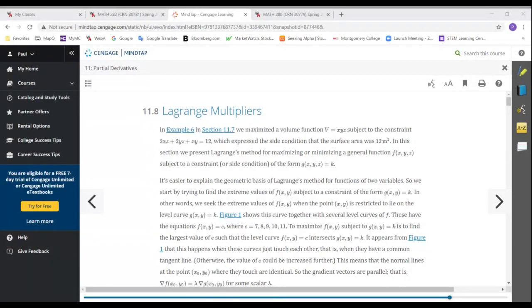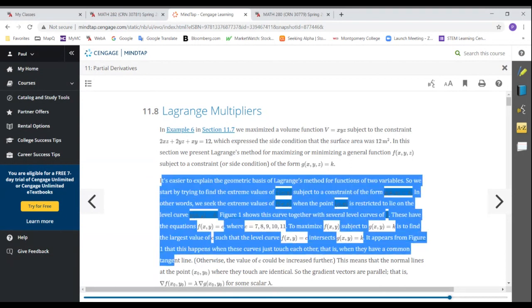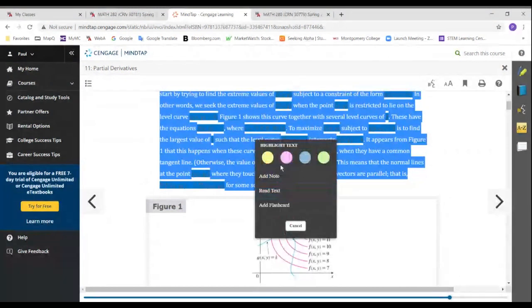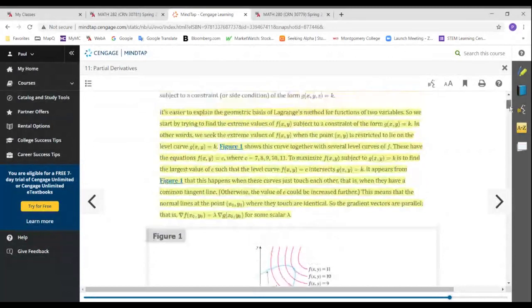So they mention here, and I think it's worth highlighting, it's easier to explain the geometric basis of Lagrange's method for functions of 2 variables, although for functions of 3 variables it also holds.